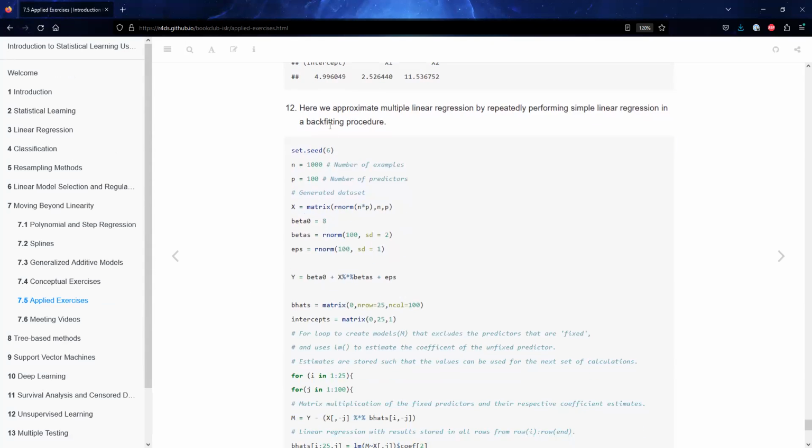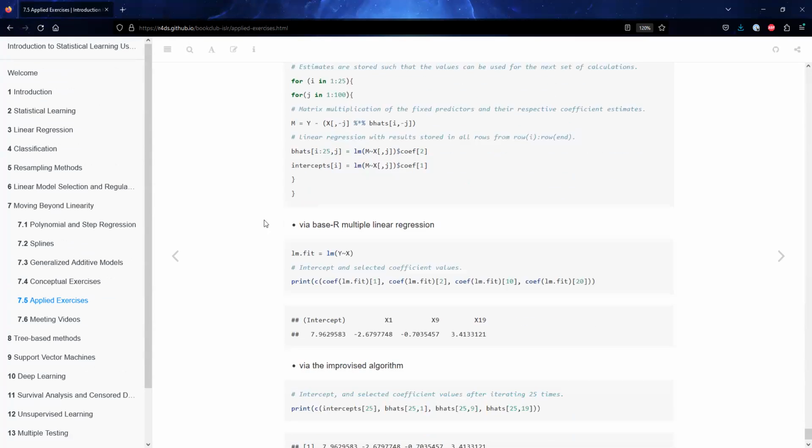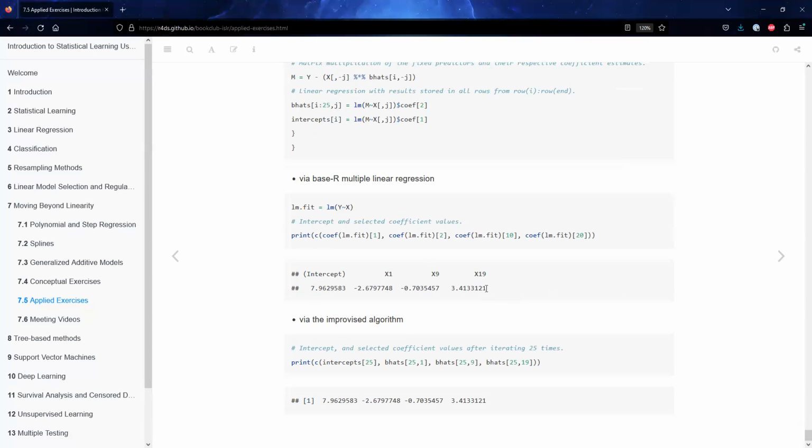Problem 12, similarly for backfitting. There's some matrix math in here, which admittedly I'm not going to read off right now. Here are some of the coefficients if we used base R. And it's pretty neat. This is done on matrices. Whereas with the improvised algorithm, where you kind of go back and forth, setting one to be constant, finding out the other coefficients, we find that after about 25 iterations of the procedure, we get convergence pretty quickly on what we wanted in the first place.